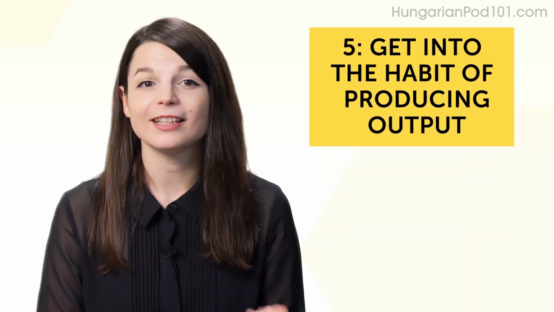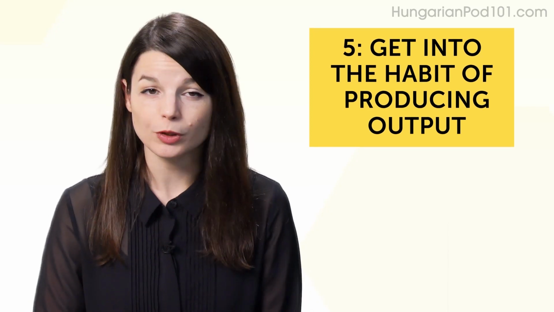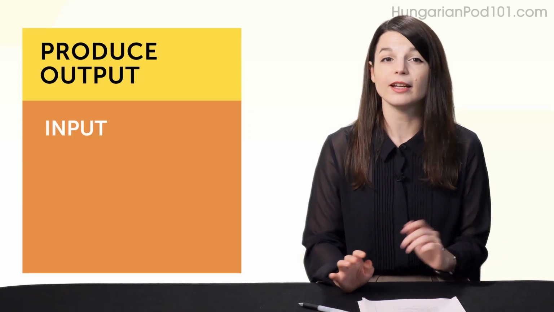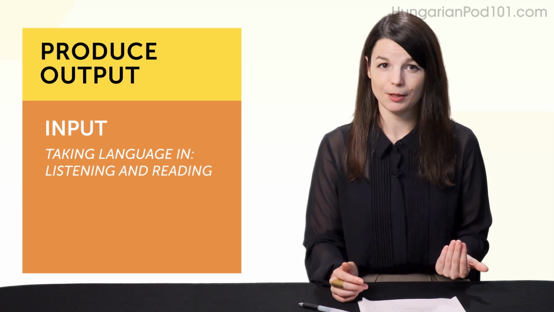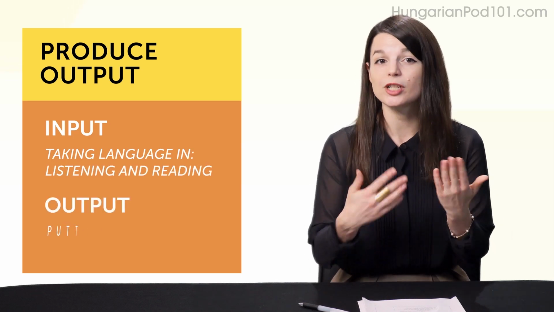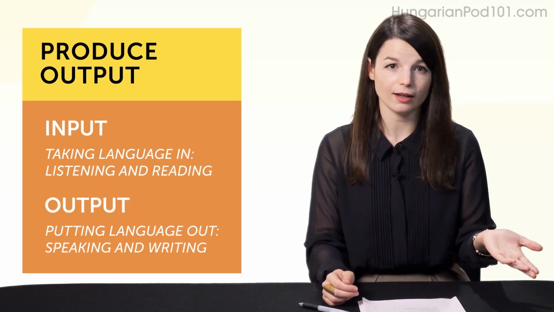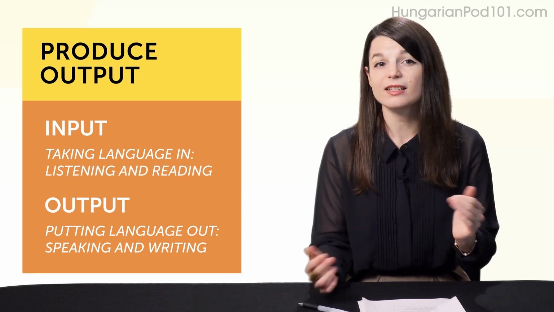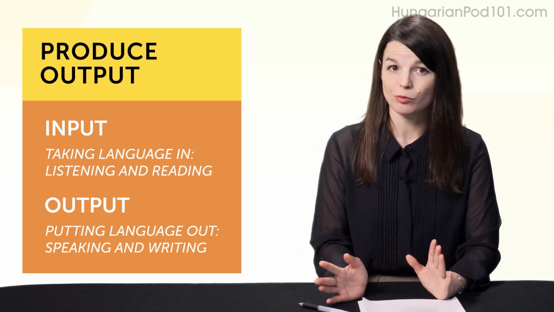Habit number 5, get into the habit of producing output. So input is taking language in, listening and reading, and output is putting language out, so speaking and writing. The point here is, it's easy to just sit and listen and watch YouTube videos.